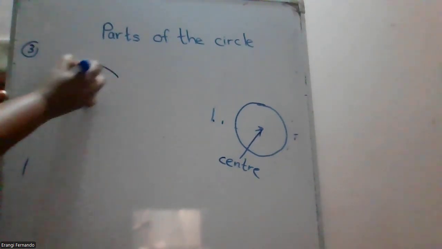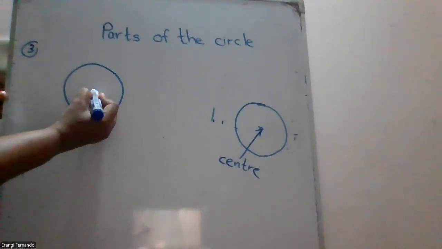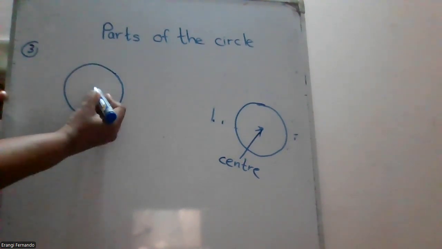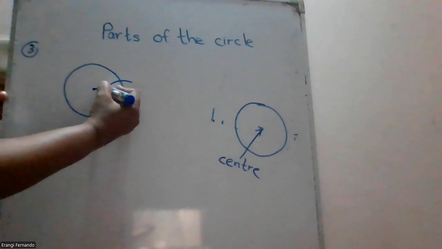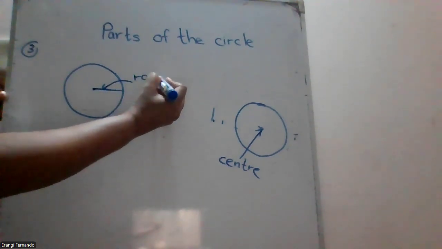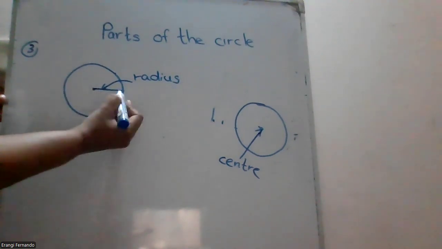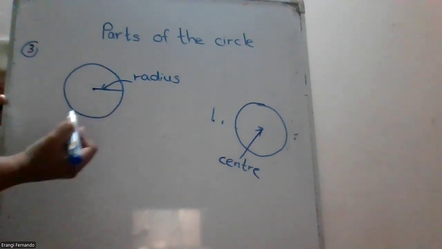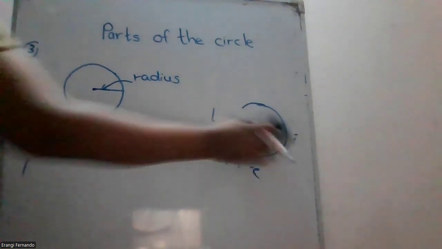Okay. Third one. Now, this is the circle. This is the center. From center to circumference, when we draw a line, that line we call radius.